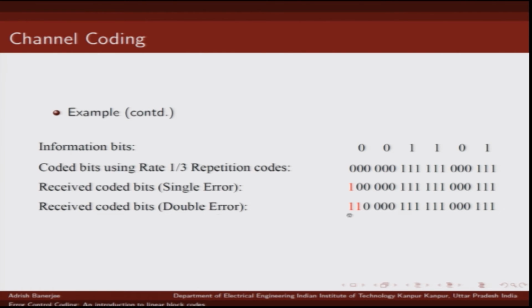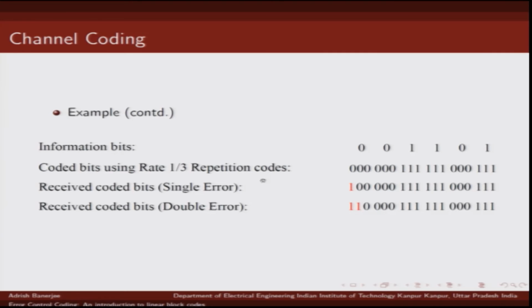So, let us consider the scenario when the first 2 bits are received in error. So, we have 1 1 and the rest of the sequence is this. Now, can we detect a double error? We again look at 3 bits at a time. The first 3 bits are 1 1 0. Now, we can see that there is an error. Why? Because either this should have been 0 0 0 or 1 1 1, but we received 1 1 0. So, using the rate 1/3 repetition code, we are able to detect double errors as well, which we were not able to detect using the rate 1/2 repetition code.